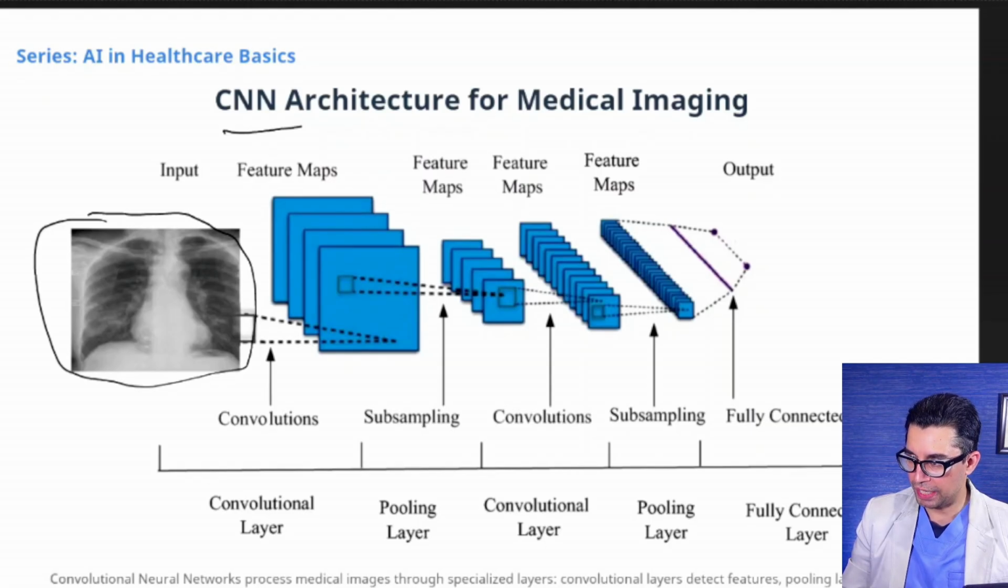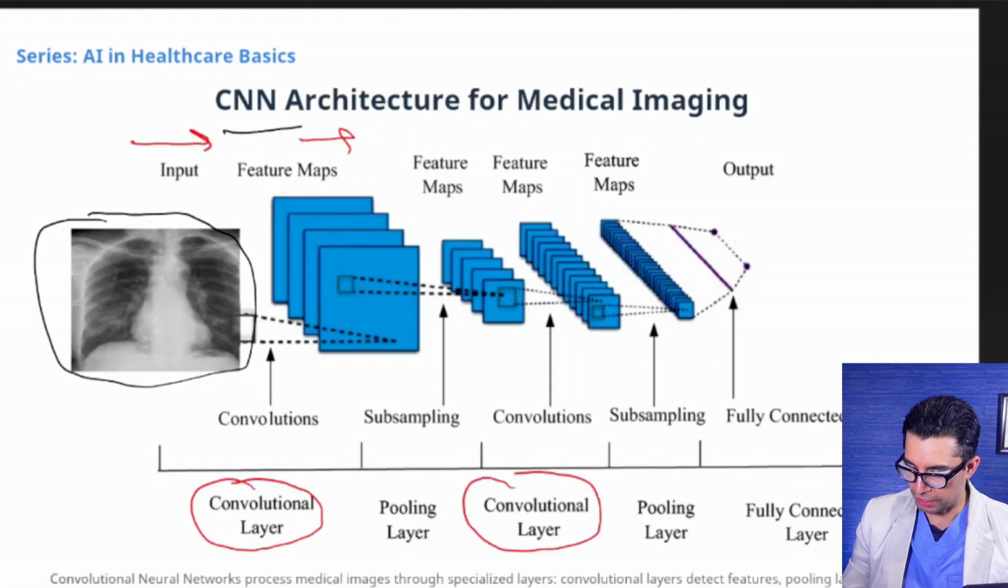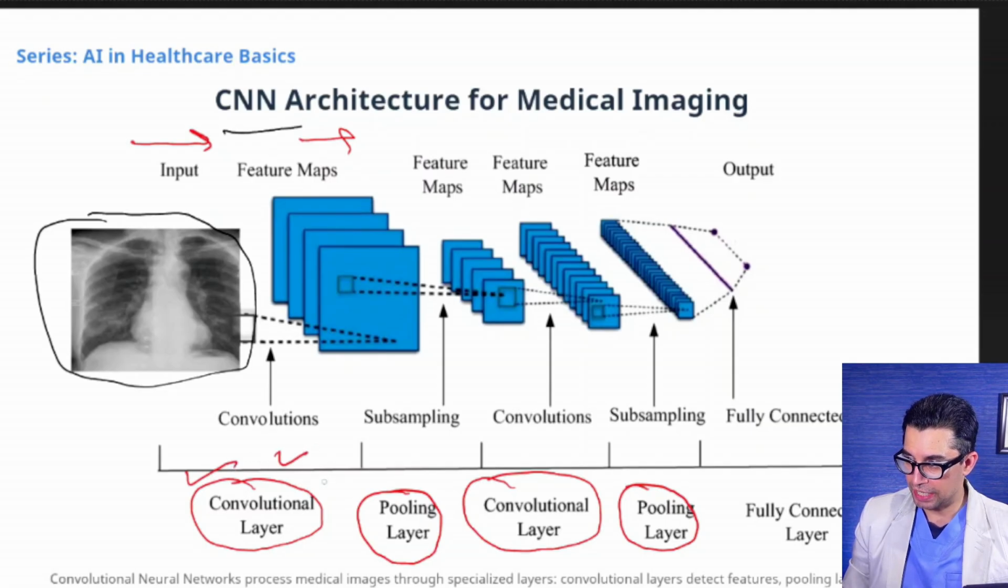So the network takes the original X-ray image and passes it through multiple steps of specialized layers. You can see this is the convolutional layer, two convolutional layers being shown here. This is just an example. And you have pooling layers, and we'll talk about pooling in detail in a different video. However, just to get you acclimatized over here, the convolutional layers detect medical features such as edges, textures, and patterns in any lung tissue.